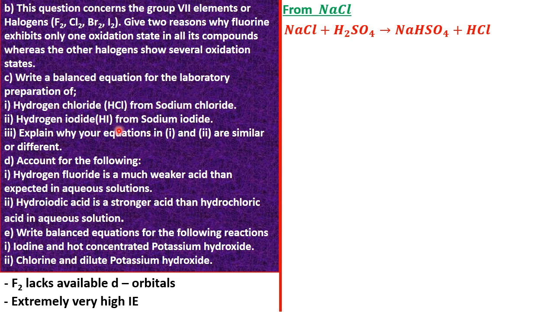Sodium iodide. We have hydrogen iodide for sodium iodide. So in this case, we cannot prepare it by this method. There are going to be some problems, because in this case the iodide can be easily oxidized. If we use this method, what we are going to get will not even be hydrogen iodide, but it's going to be iodine.